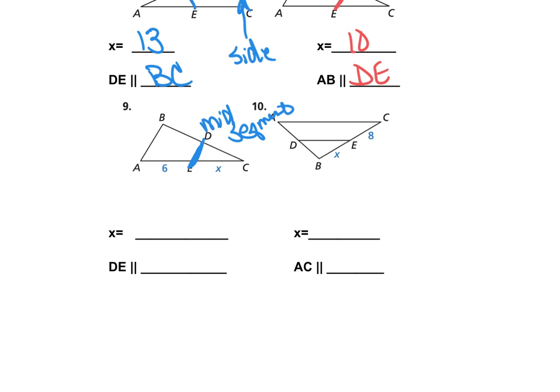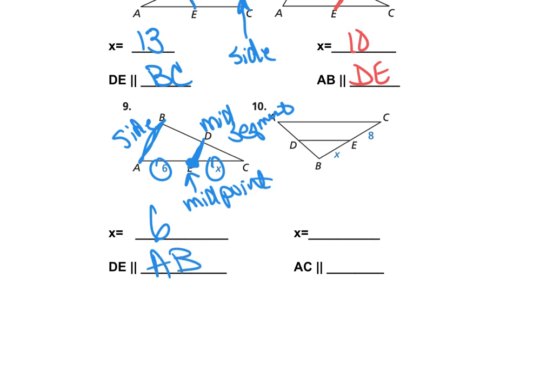Okay, now we don't care anything about the other side. We don't really have any information about the midsegment or the side of the triangle, but we do know that the midsegment goes from midpoint to midpoint, which means if this is 6, this is also 6. And DE, what I have in blue here, the midsegment, would be parallel to AB.